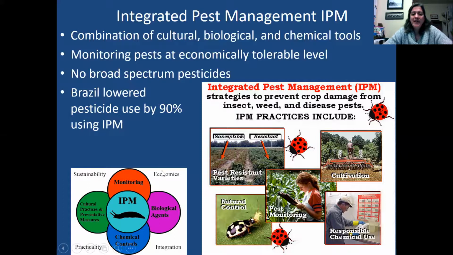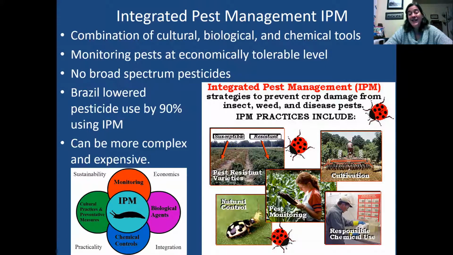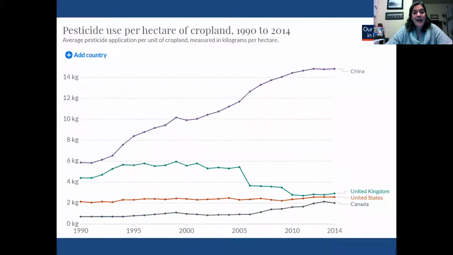If you look at these graphics, they show what you're doing. You're going to monitor, you're going to use biological agents like the wasps. You're going to have some chemical controls, but you're also going to have other things, it says cultural practices and preventive measures, things like intercropping, cultivating, etc. So integrated pest management is actually a big topic, which we're just touching on here. It can be pretty complex and also pretty expensive. And there's a great deal of job opportunity here because we need people who are going to be able to make sure our food supply continues into the future.